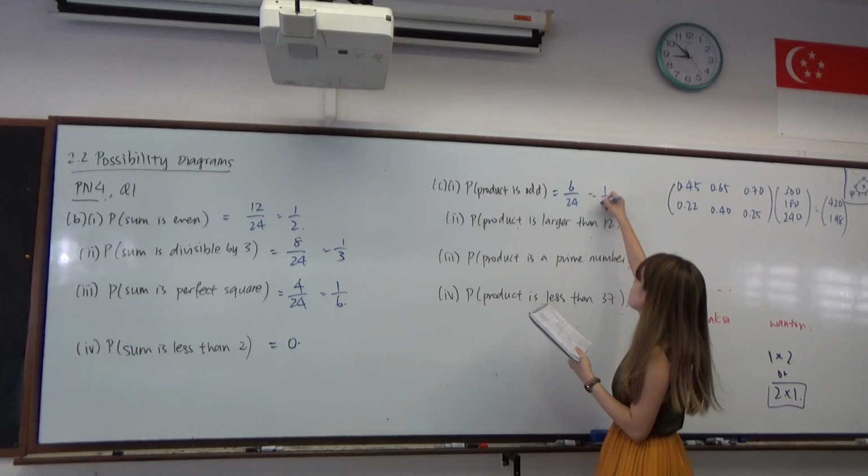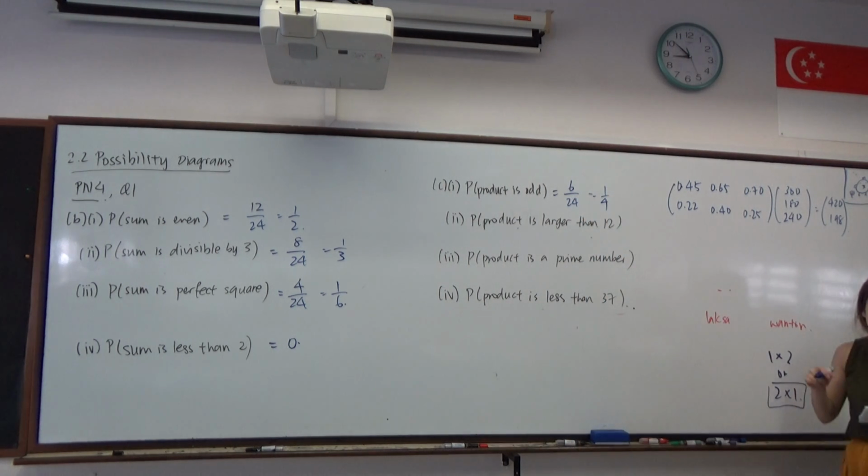So that gives us 1/4. And then the probability that the product is larger than 12. Xin, what's your answer?